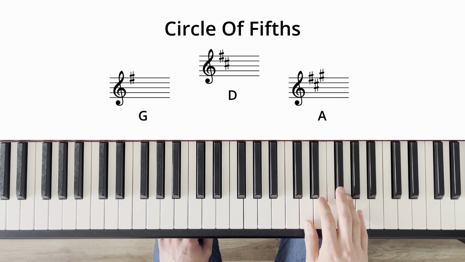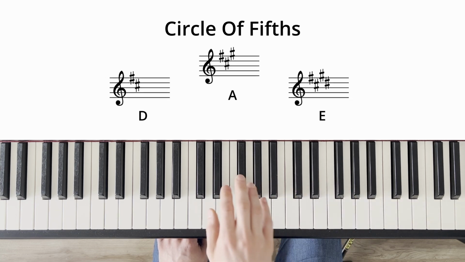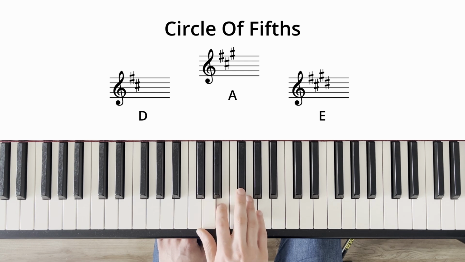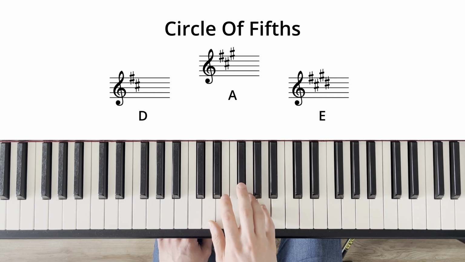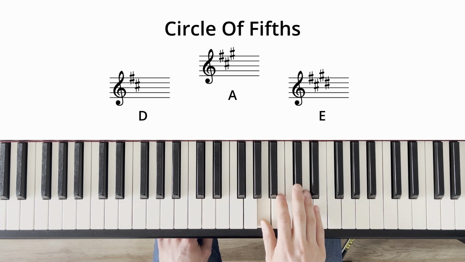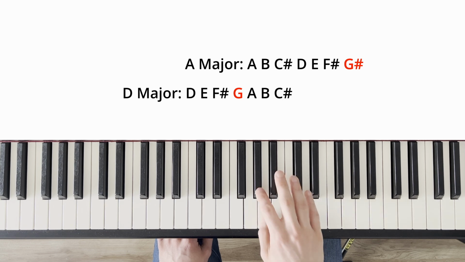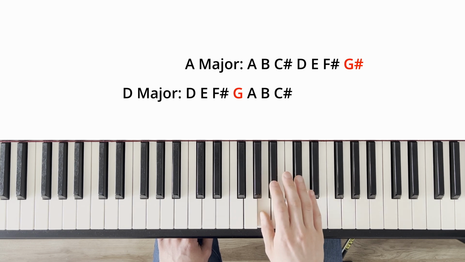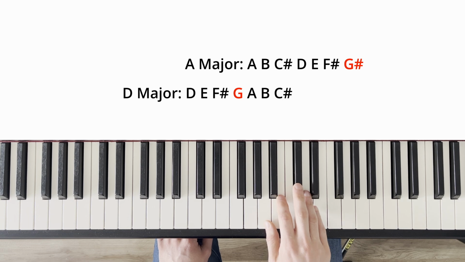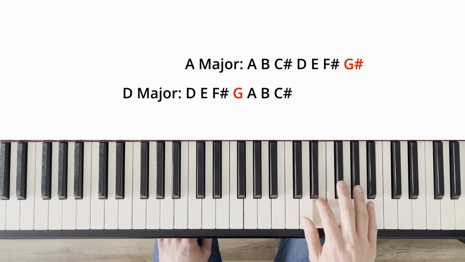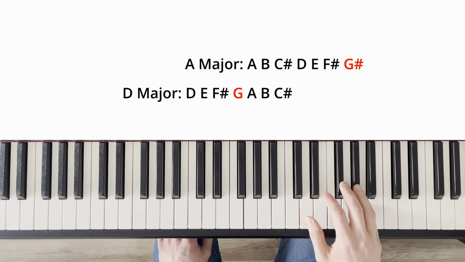Let's do one more. To figure out the next notch, we start from D and count up to the fifth note of that scale. 1, 2, 3, 4, 5. That's an A, so A major comes next. We keep the F sharp and the C sharp from D major, but now we've got to add the new leading tone, which is G sharp. So here's an A major scale. A, B, C sharp, D, E, F sharp, G sharp, back to A.